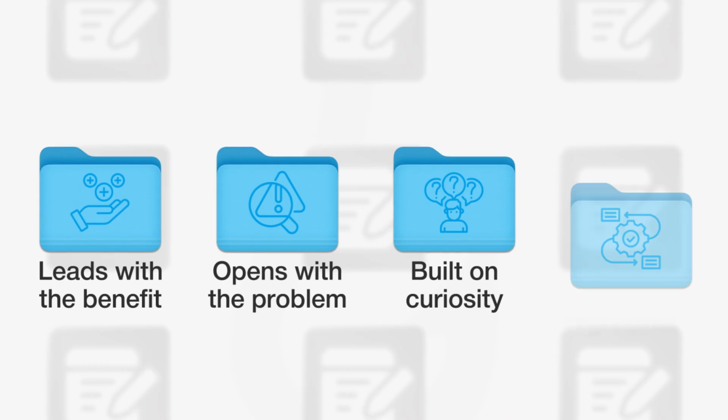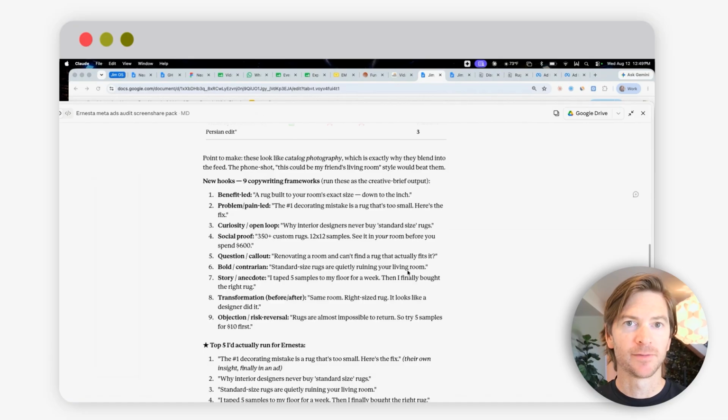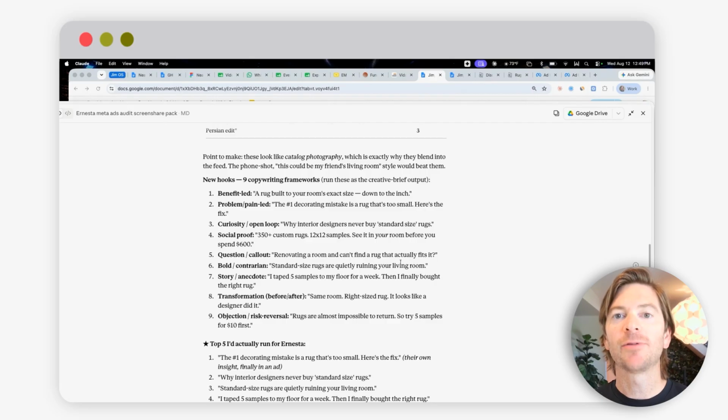It writes hooks using 9 different copywriting frameworks. So one version leads with the benefit, one opens with the problem, one is built on curiosity, one highlights a use case, and it keeps going from there. So now Claude is coming back to me with a whole bunch of hooks, and then it flags the top 5 to go after. I then ran the skill with our copywriting framework to rewrite the ads with 9 different hooks and then recommend the top 5 ones it would do.